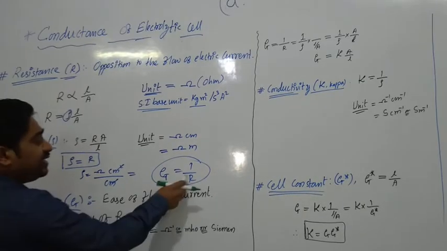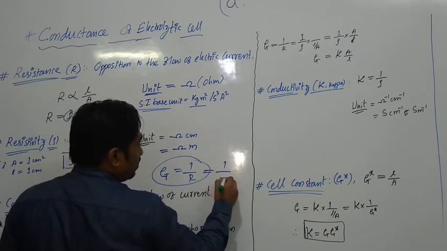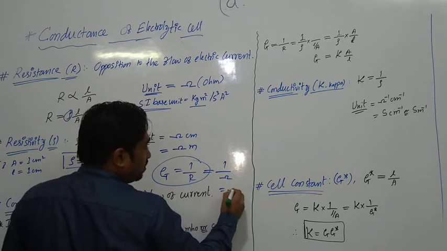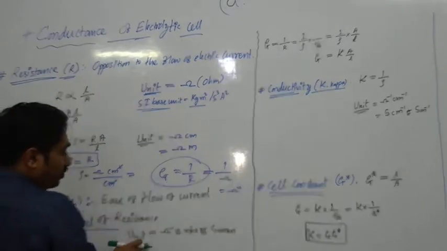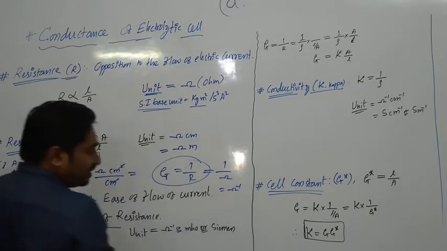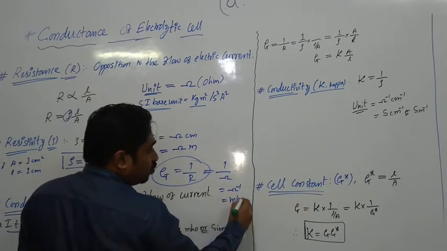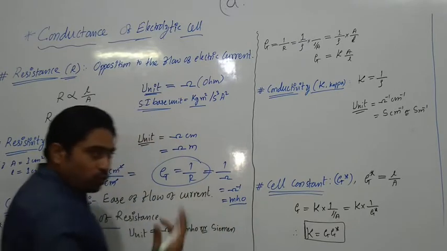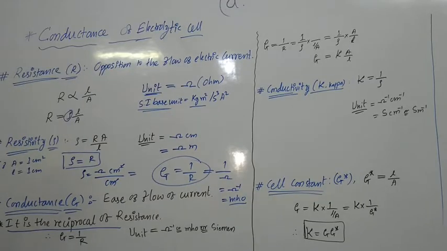How to write the unit? What is the unit of resistance? Ohm. So the unit of conductance is 1 divided by ohm, which we write as per ohm. You can write it as per ohm, or you can write it as mho. It is the reverse: OHM means ohm, MHO means mho. Mho is also a unit of conductance.